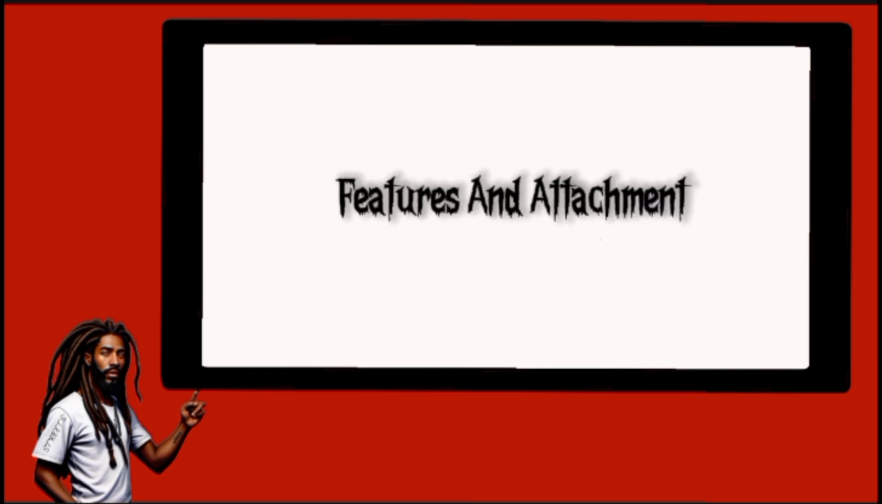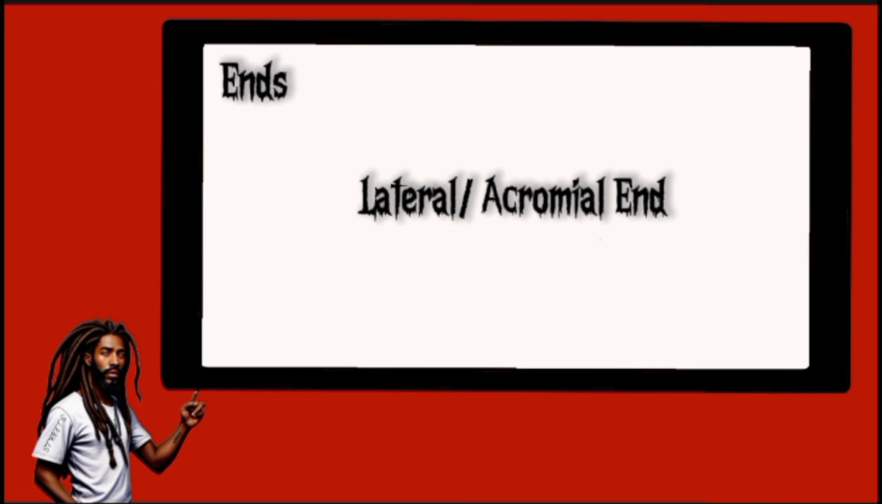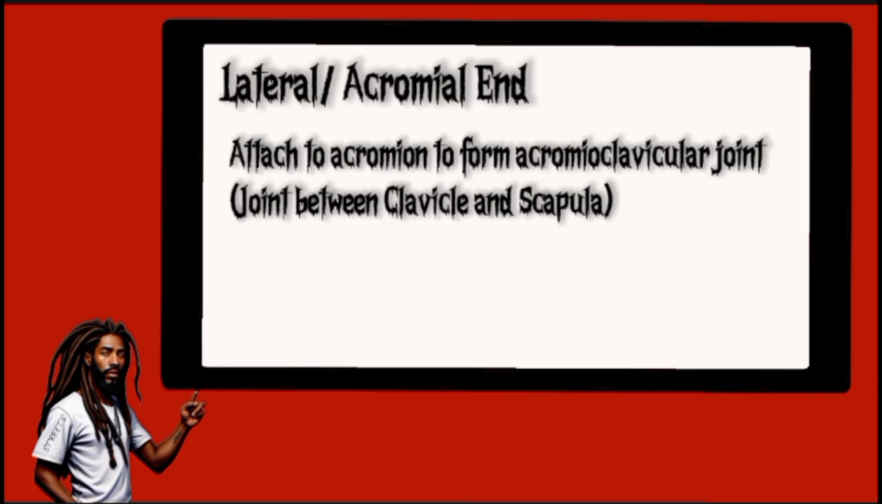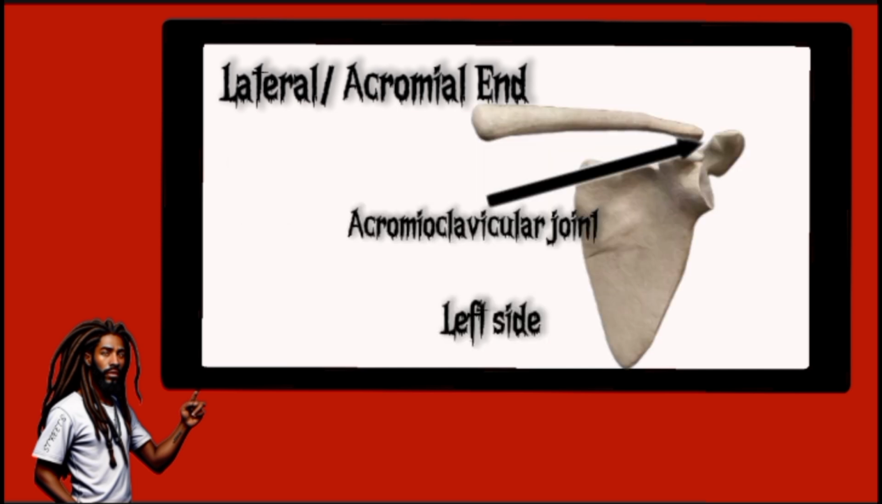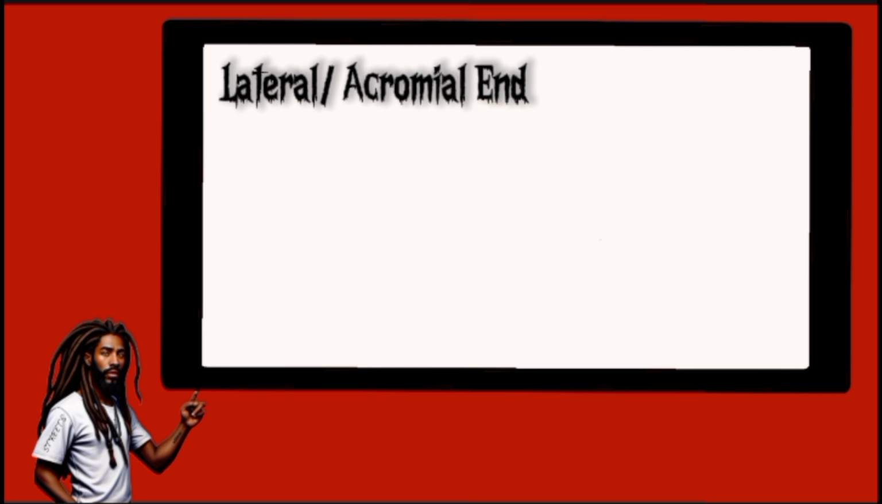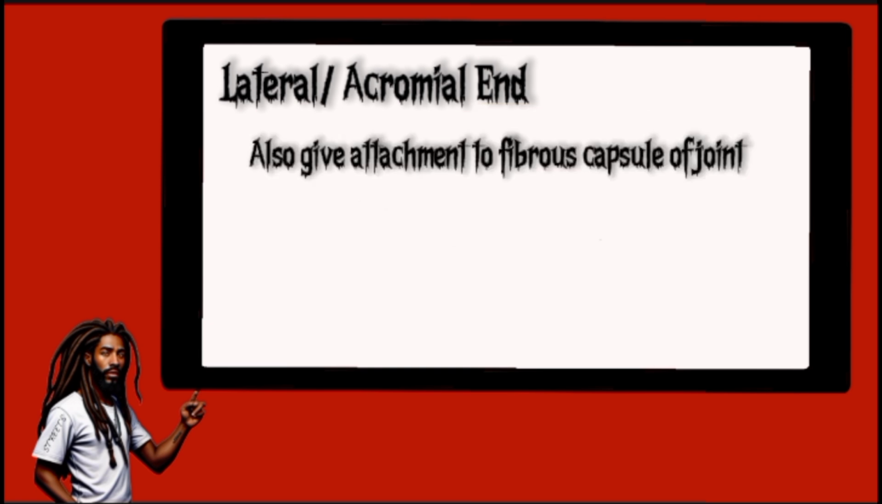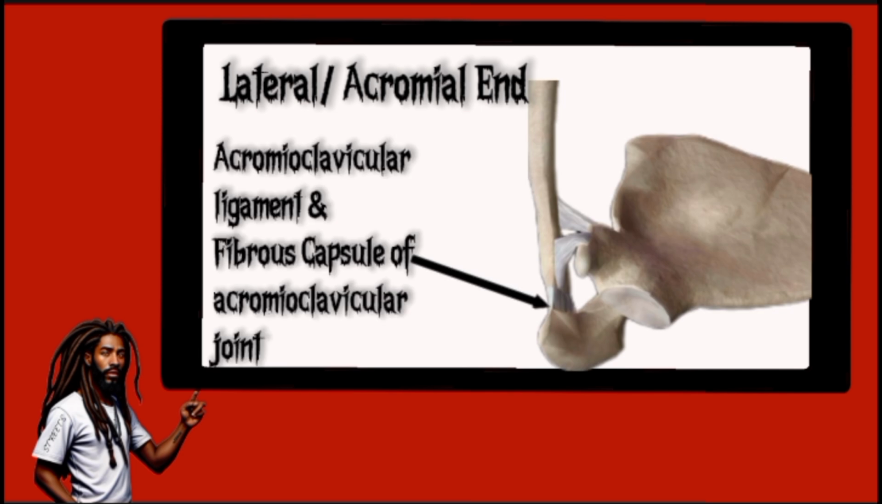Now let us look at the features and attachments of the clavicle. Let's start from the ends. We have the lateral or acromial end. This lateral or acromial end attaches to the acromion process of the scapula to form the acromioclavicular joint. This is the joint between the clavicle and the scapula. The margin of this end also gives attachment to the fibrous capsule of the joint. That is the capsule that surrounds the joint. Yes, it also gives attachment to that.